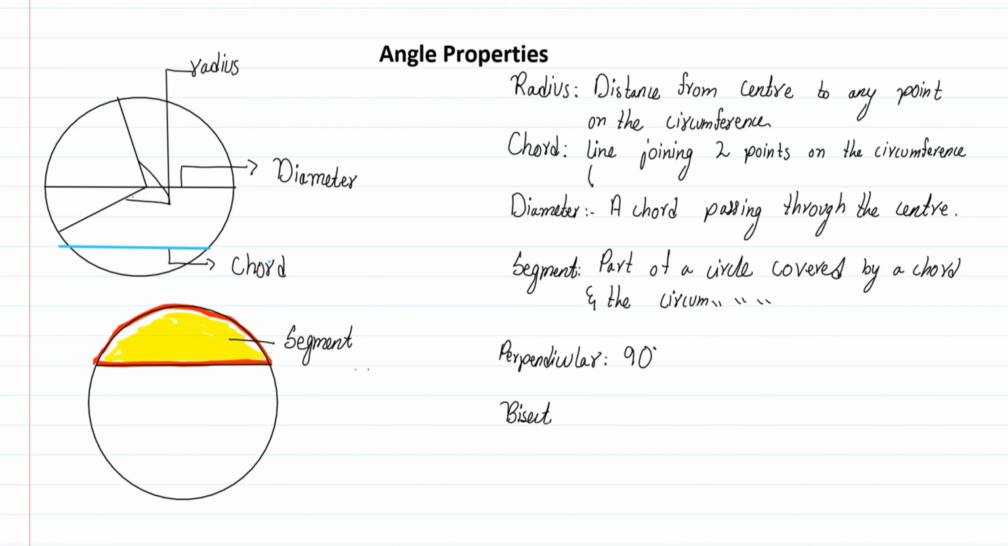Bisect means cut into two parts, or you can call it cuts into half. And the last one is equidistant. Equidistant means the same distance.